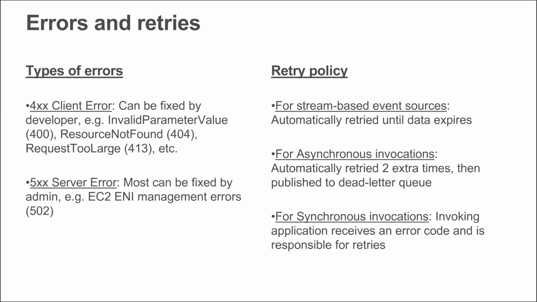For asynchronous invocations, if the function fails, we will retry 2 extra times. So the original plus 2, so a total of 3 times. And then we will publish that original event to the dead letter queue if you have configured that as a dead letter policy. For synchronous invocations, any error, we will just send the error code and the error message back to the client, and again, let the client decide on what they want to do with that error.